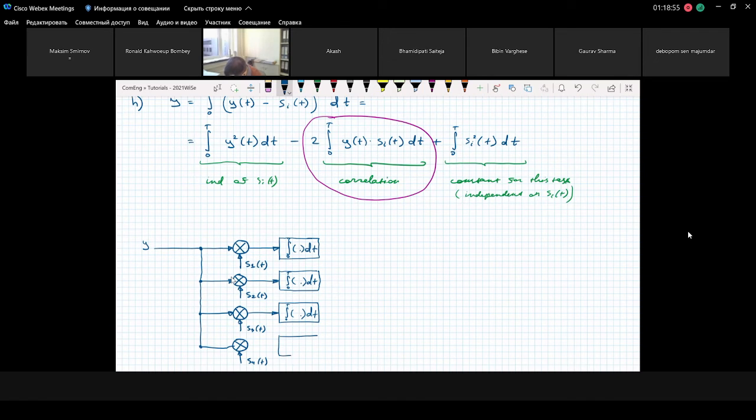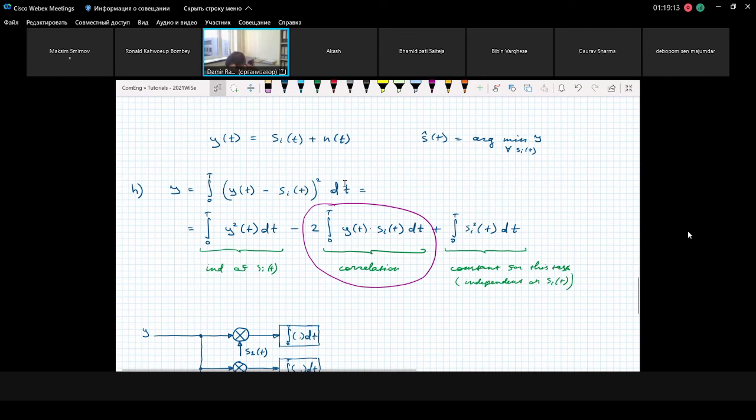So for each branch, we have its own integrator. Okay, and afterwards, we have to find... here we have interesting results. Originally, actually, we were searching for the minimum of our cost function. We were searching for the minimum distance between y of t and si of t.